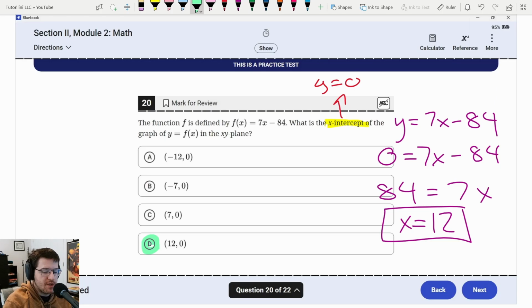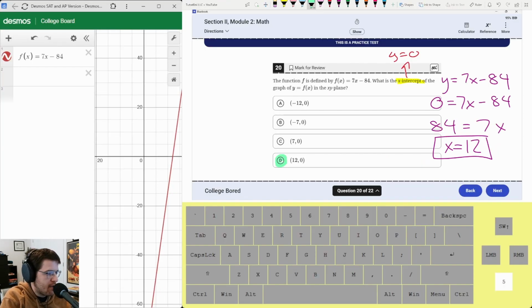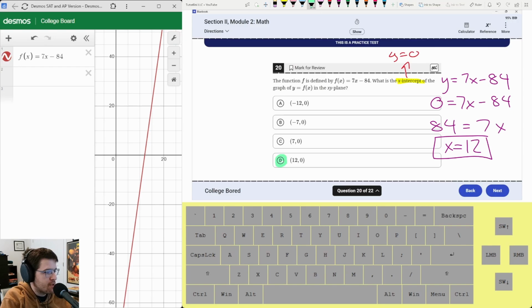We can also do this on Desmos, so let's go do that. Okay, I typed in the function. Now I'm going to zoom out, and I'm going to click where it crosses the x-axis. And we get (12, 0).